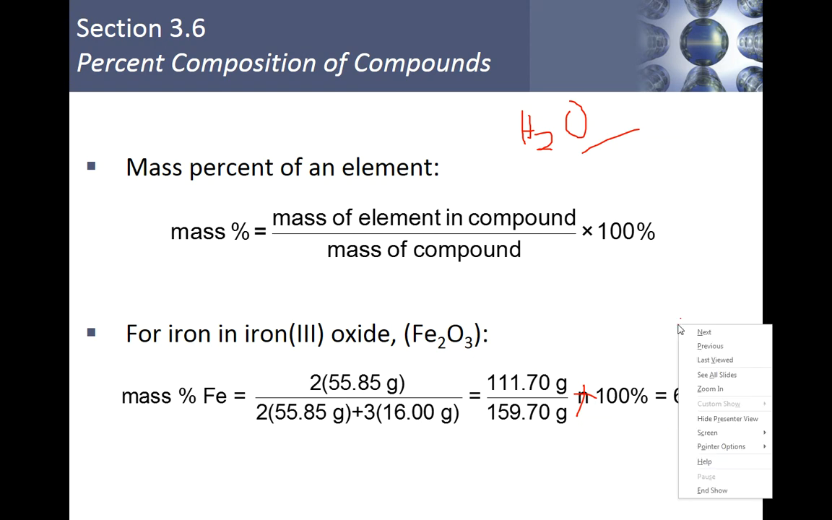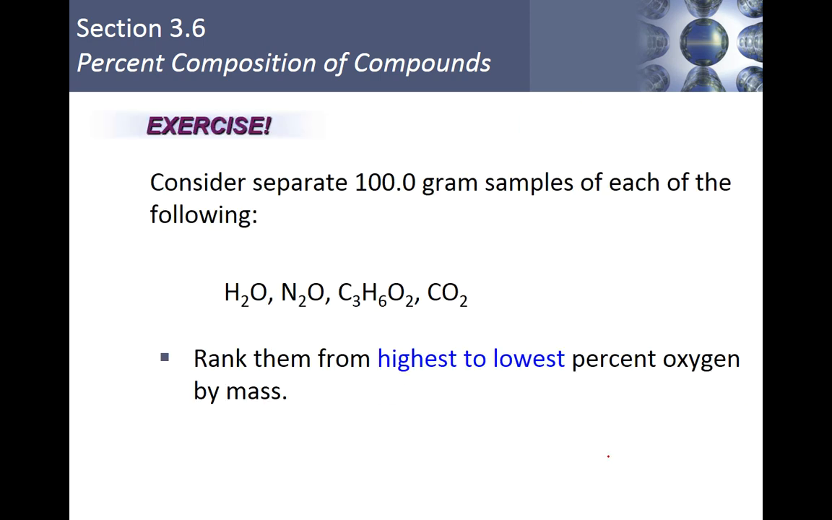Okay. Moving on. It says to consider separate 100-gram samples of each of the following. It gave us the same 4 compounds that we were working with earlier, except now it wants us to rank them from the highest to lowest percent oxygen by mass. So we're going to have to isolate oxygen in each of these 4 cases and find the percent oxygen of each one. Last time I did the first one, so I'll do this next one now.